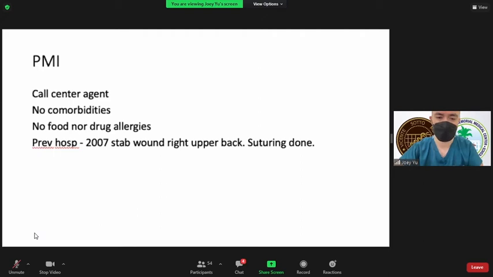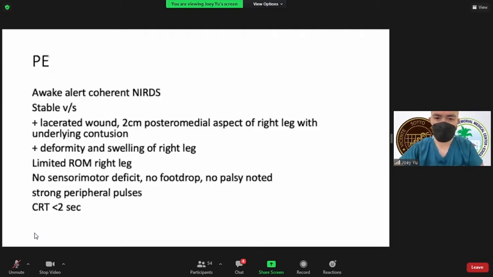Only suturing was done. Then, for the physical exam, patient is awake, alert, coherent, not in respiratory distress, with stable vital signs, with a lacerated wound about 2 cm at the posterior medial aspect of the right leg, with underlying contusion, also a deformity and swelling of the right leg. There is limited range of motion, there is no sensory motor deficit, no foot drop, no palsy noted, with strong peripheral pulses, and a CRT of less than 2 seconds.